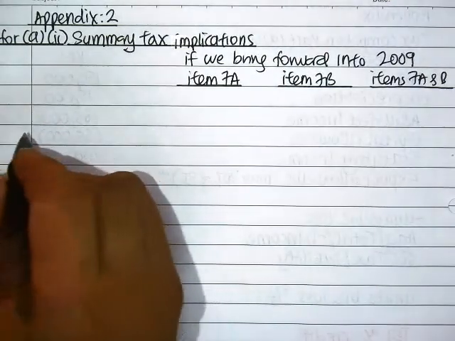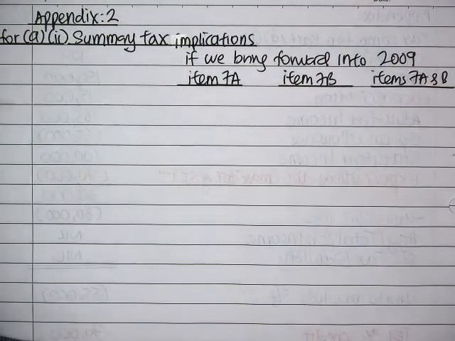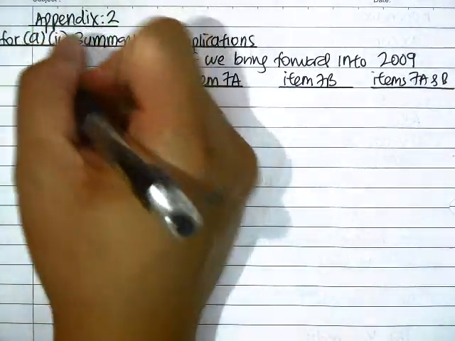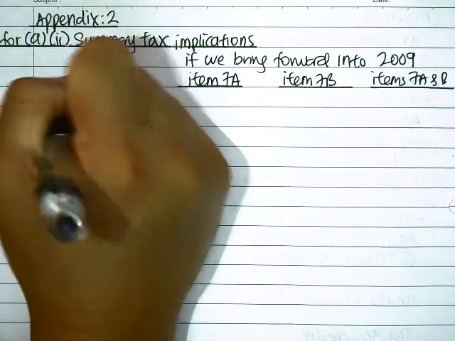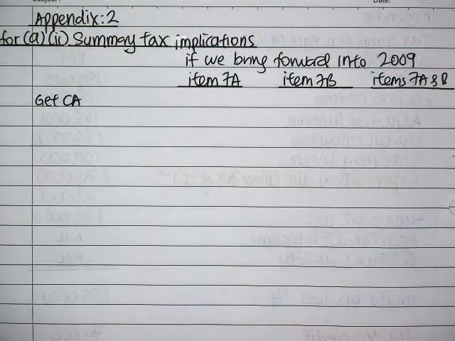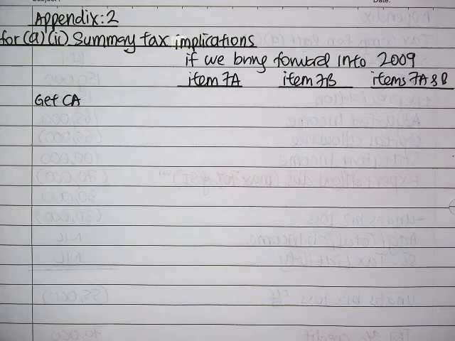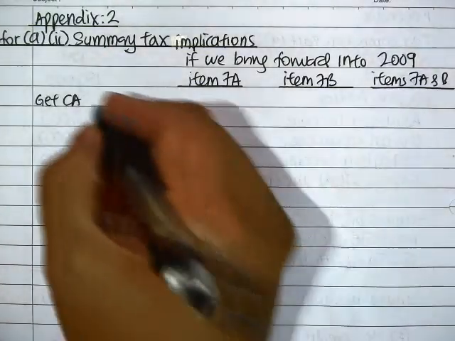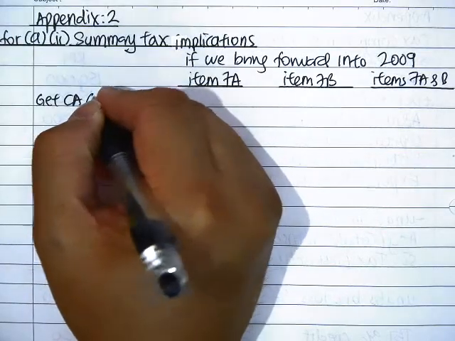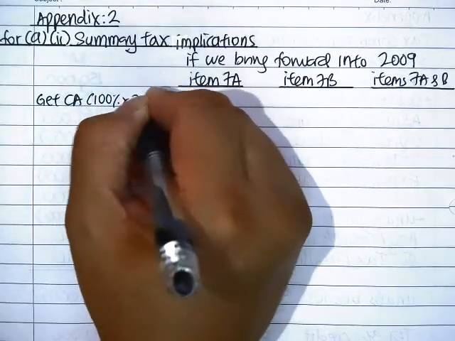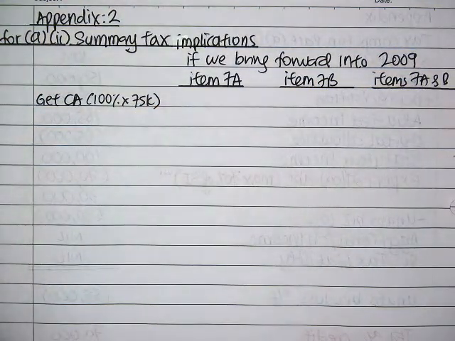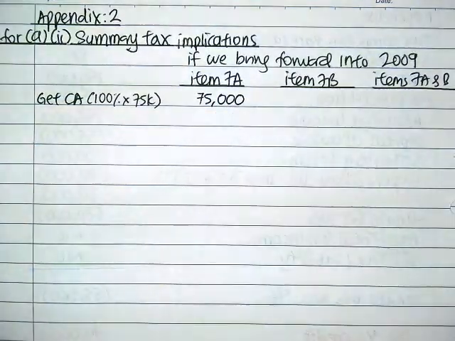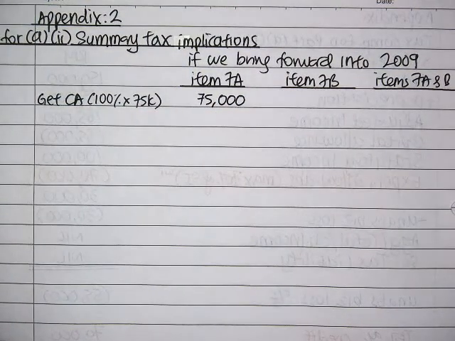Now, what issue are you going to see here? Now, item 7A, you're going to get capital allowance. Now, how much capital allowance are you going to get? It's going to be 100% of 75K. Now, just show here lah. You're going to get CA 75,000.